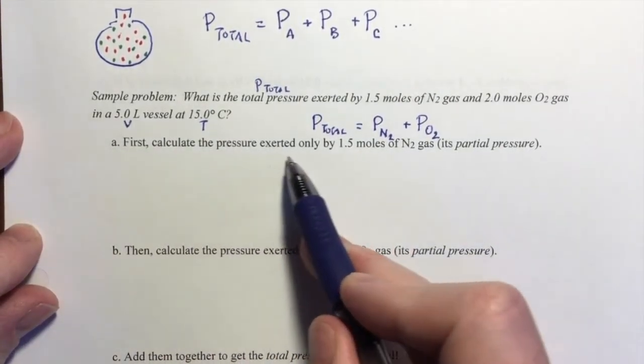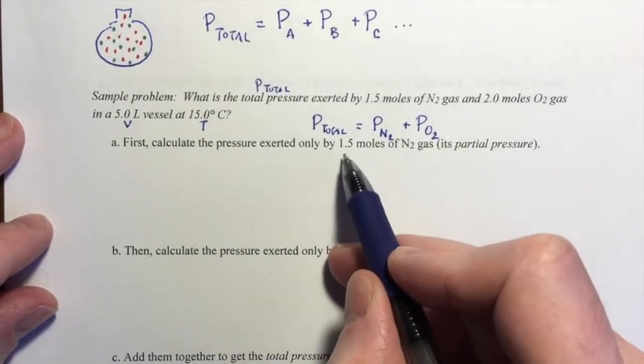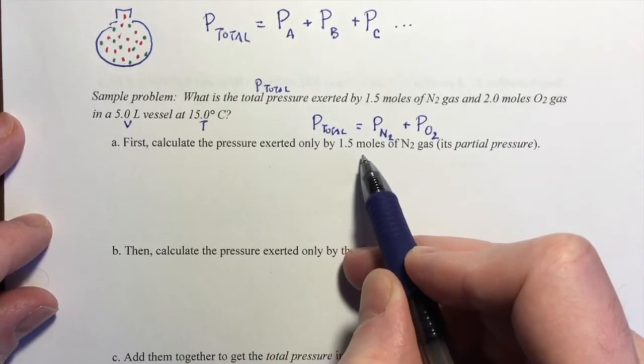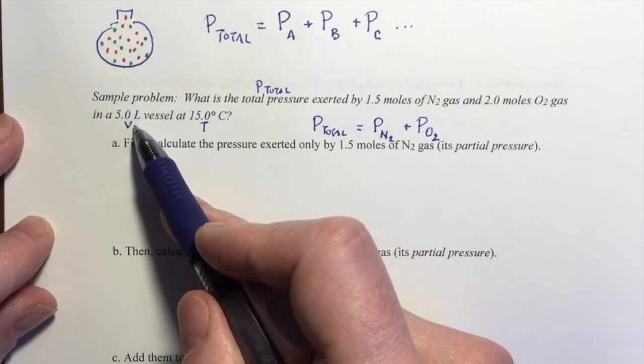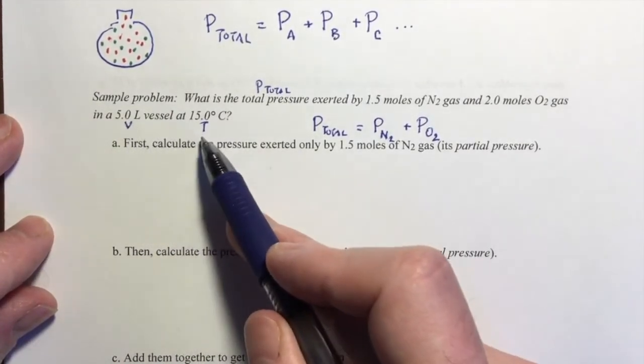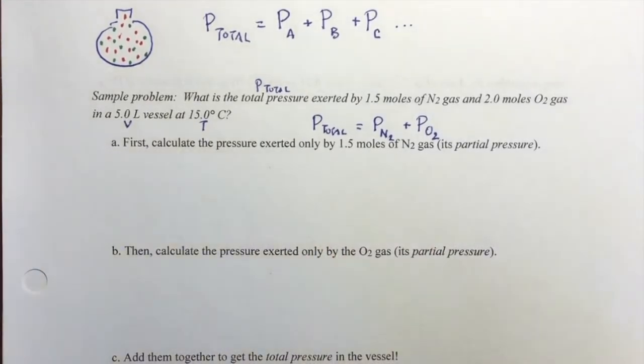So I'm going to first calculate the pressure exerted just by the nitrogen gas, its partial pressure. And I can see that it's 1.5 moles of it. I'm given the number of moles of gas. I know the volume that it occupies. I know the temperature that it's at. And I'm asked for pressure. Which equation am I going to use? If I'm given volume and temperature and moles, which equation can I use to calculate the pressure? It's going to be the ideal gas law, isn't it?